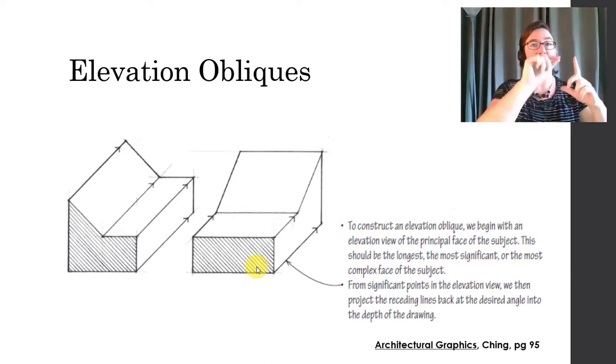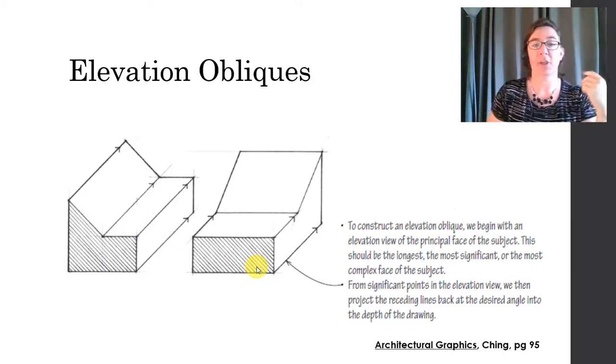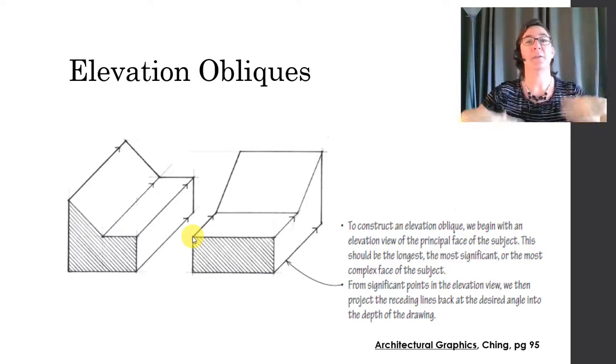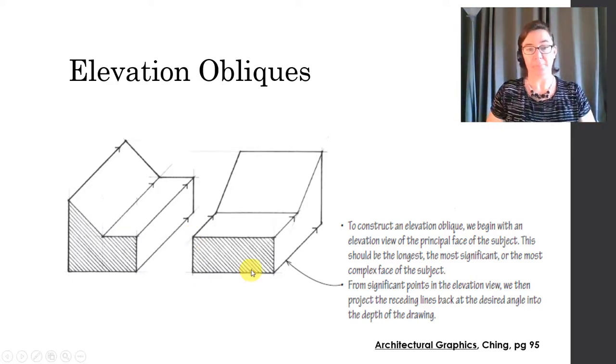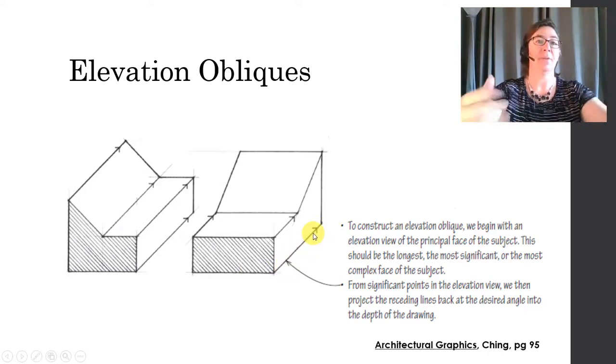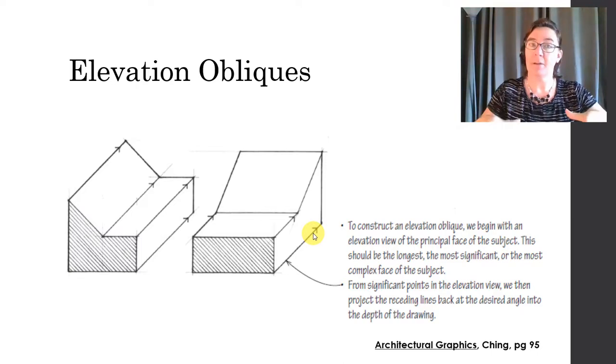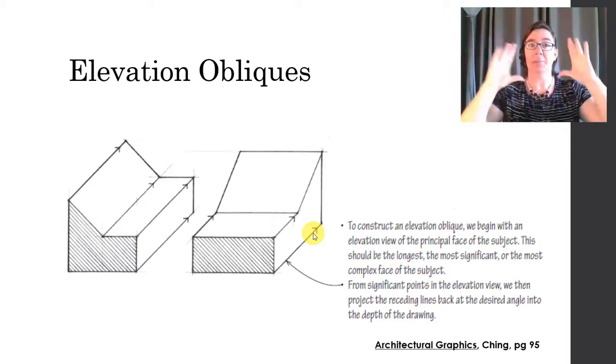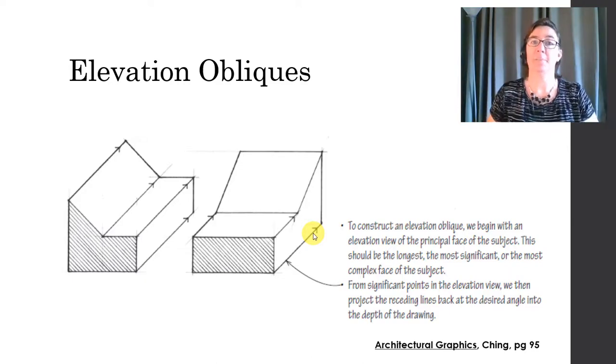And then from significant points in your elevation view, in this case they've used the vertices, you're going to project receding lines back at your chosen angle into the depth of the drawing. So with plan obliques, we started at the bottom of our object and projected up. With elevation obliques, you're going to start with the front face of your object and project back into the depth of your drawing.